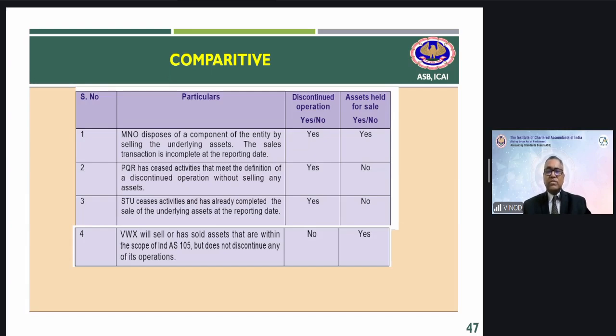Fourth one, BWX will sell or has sold assets that are within the scope of 105 but does not discontinue operations. Meaning, out of 100 shops, I sell one shop. It is not a geographical area or a significant line of business. I just sold one shop out of 100 shops. So it is not a discontinuing operation, but it is held for sale. So very, very important to understand this terminology change between discontinuing operation and held for sale.